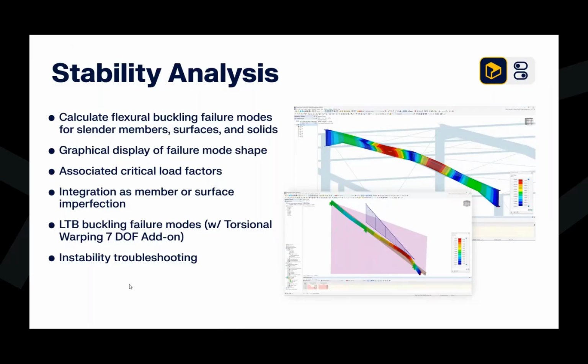Now, we can activate here an additional add-on called torsional warping 7 degrees of freedom. This activates the 7th degree of freedom in the analysis, no longer 6 degrees of freedom. And when we carry out the stability analysis now, we're also going to see these lateral torsional buckling failure modes, as you see over here on the right-hand side, this sort of twisting. When we are confined here with 6 degrees of freedom, we're only going to get these flexural buckling failure modes. But when we enable the 7th degree of freedom here, we will also be able to view the lateral torsional buckling failure modes.